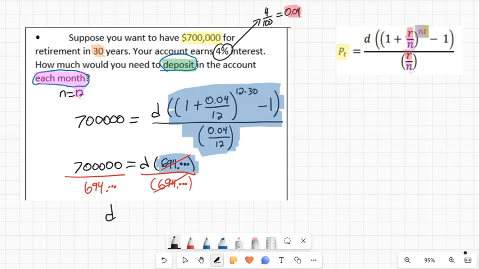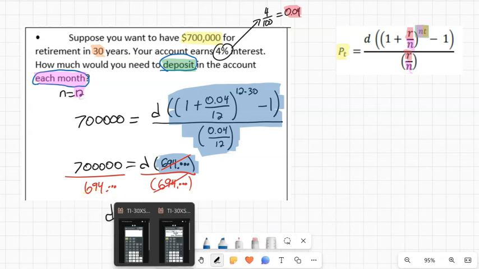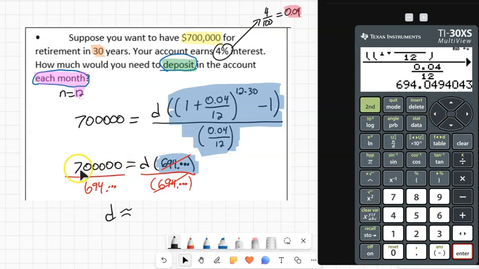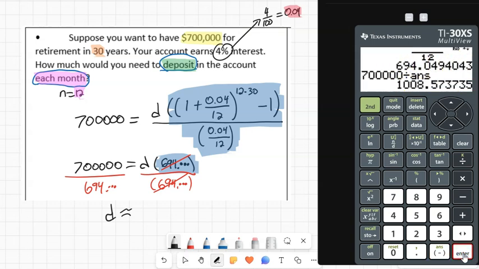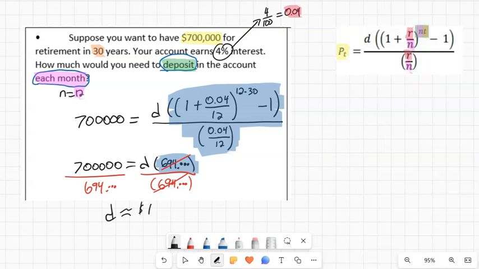This is going to be an approximation because most likely we're going to have to round to the nearest penny. So this is what it looks like. We have 700,000 and we just need to divide by answer. Divide by answer. And that'll take all of what the calculator knows about this number, including more than what it's actually demonstrating here. And we get approximately $1,008.57.